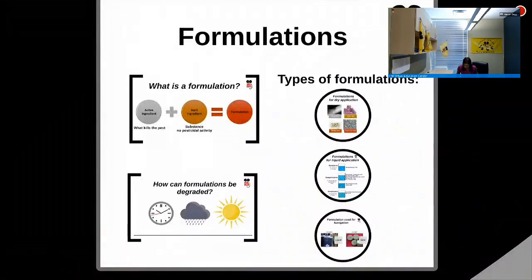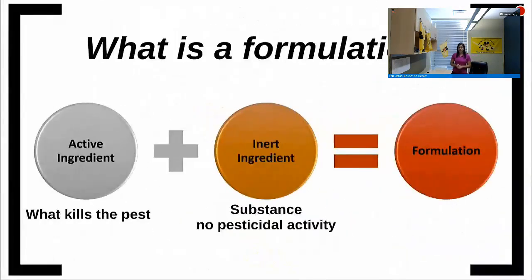Now, we're going to enter into formulations. What is a formulation? So as I told you before, just like soap, a pesticide can have different formulations. It could be liquid, it could be solid, it could be gel. Formulation is basically the combination of an active ingredient, the substance that actually kills the pest, plus an inert ingredient. It's the substance with no pesticidal activity that will help apply the pesticide in the area that I want to treat.